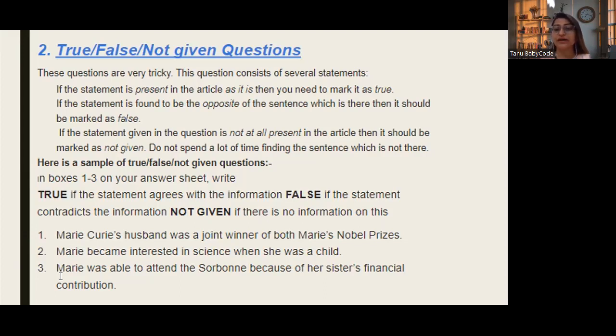As I come with more live sessions, I'll detail each type of question and how to strategize each type of question in a detailed manner. Today, I'm just giving you a little view of the types of questions that come in your reading module.